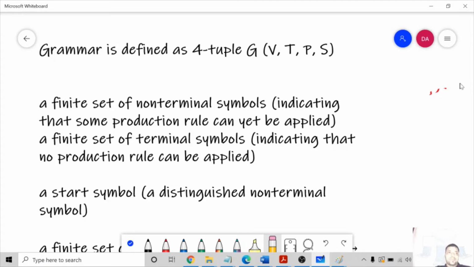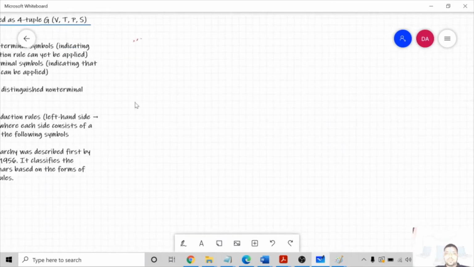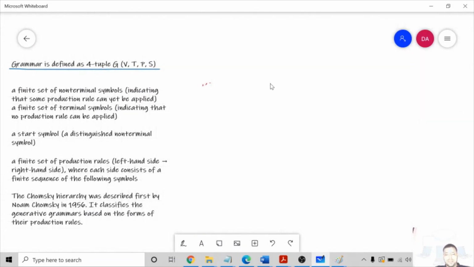So similarly, a formal grammar is defined using a four tuple V, T, P and S, where we have set of non-terminals, set of terminals, and set of productions, and one start symbol. So let's discuss grammar with the help of an example. I'm taking a simple example to explain what is a formal grammar.